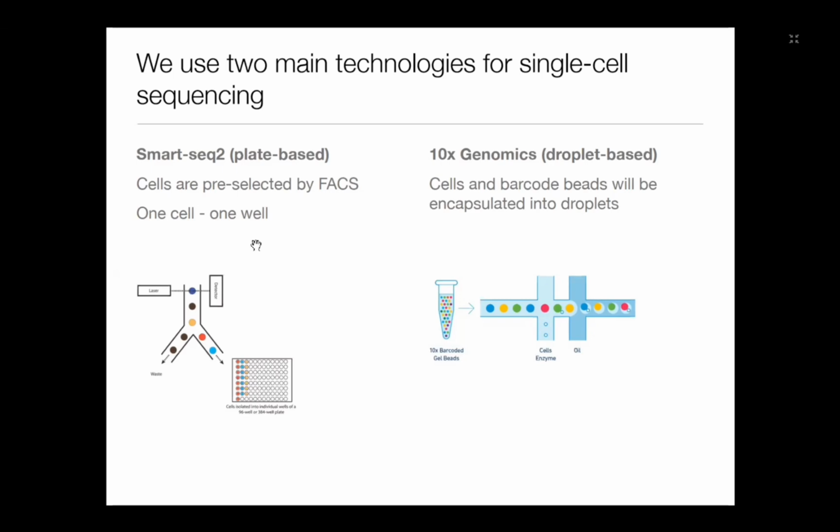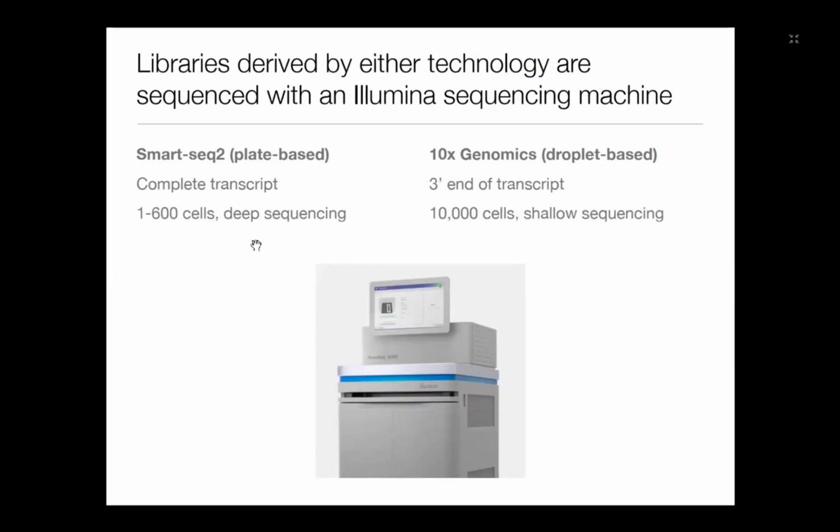With 10x Genomics, everything is mixed together, cells and barcode beads, and they are encapsulated into droplets. Because of the cell barcodes, we can sequence everything together, and afterwards we will know from which cell a transcript came from. The libraries derived by either technology will then be sequenced on an Illumina sequencing machine. I just show you the picture of our current NovaSeq 6000 machine.